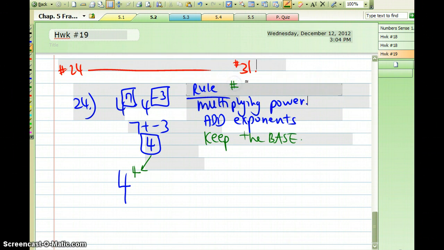Also the same rule that we use in 26, problem number 20, problem number 30 and 31, because they are all multiplying powers.